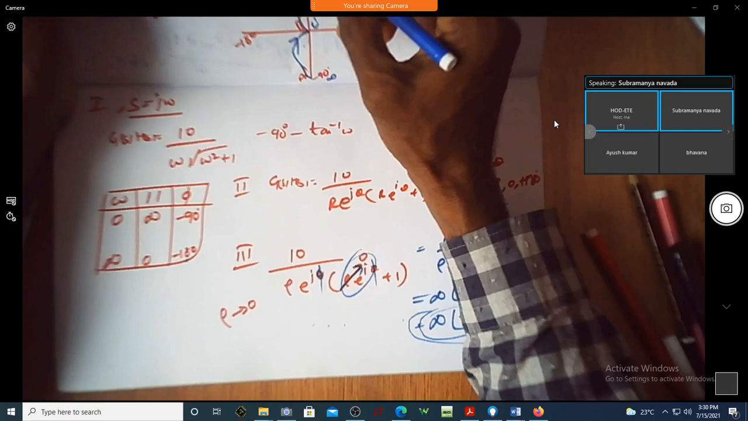We will say absolutely stable whether it is 10, 100, 1000, 10,000, or 1 lakh, it will be the same shape. Only the shape of this will change, but it will start from minus 90 and go to minus 180. It will never cross minus 180, meaning it will never encircle this critical point. Correct? Then it's absolutely stable, because it is not encircling. It will never encircle.